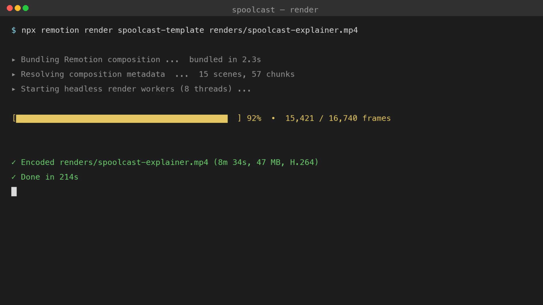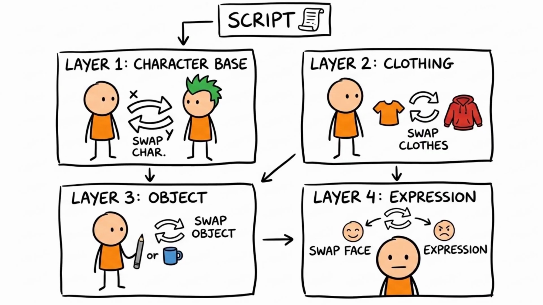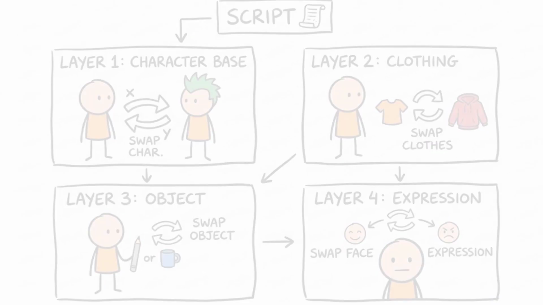Deterministic. Same inputs, same MP4. Always. 4 layers, each doing one narrow thing. Nothing improvises. Here's what the whole pipeline produced.